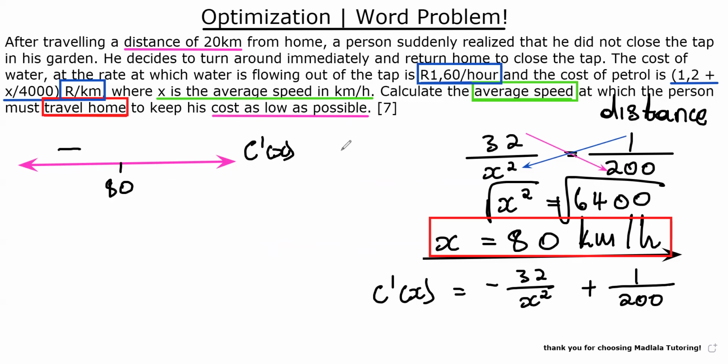So now we need to choose any value of x that is greater than 80. Now the question is, what is the easiest value we can choose? Well, let's choose 100, just for control. So what is 100 squared?